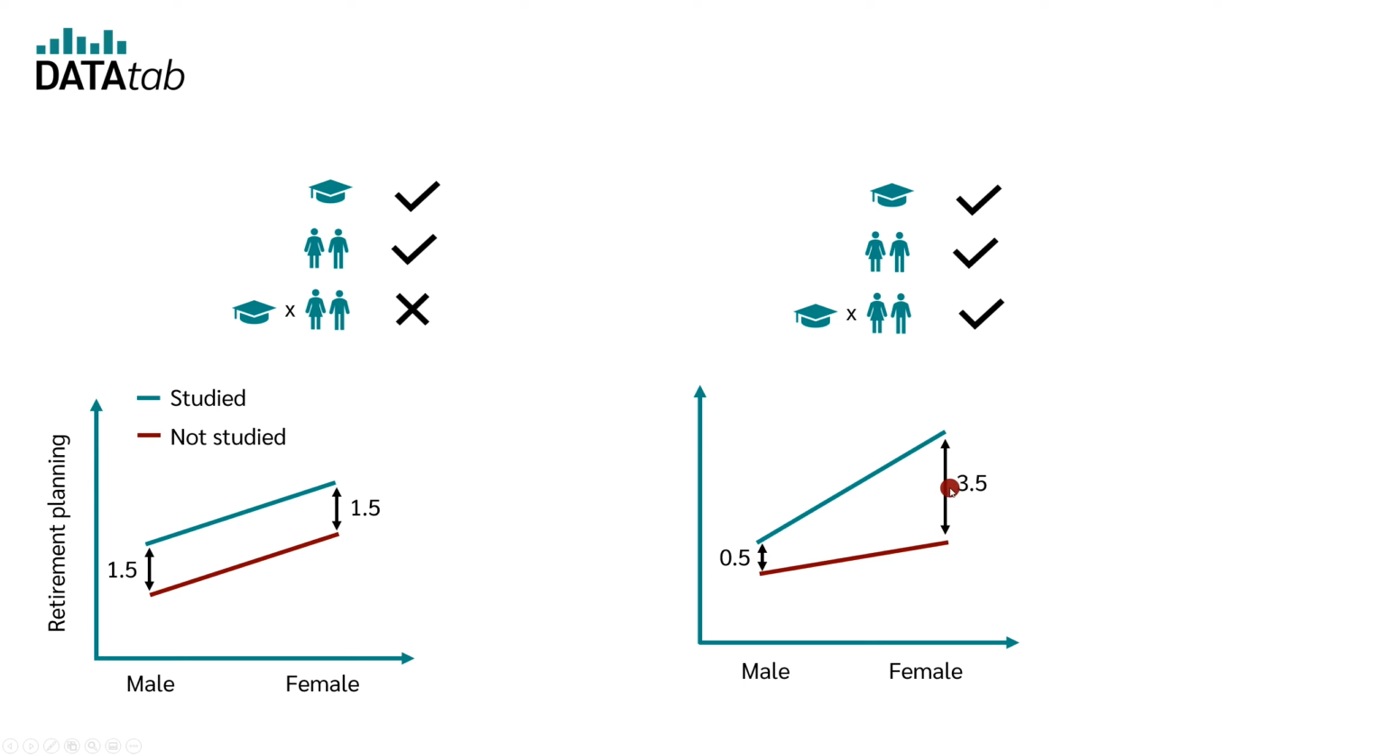difference of 3.5. So in this case, we clearly have an interaction between gender and study because the two variables influence each other. It makes a difference how strong the influence of studying is depending on whether I'm male or female. In this case, we have an interaction effect, but the direction still remains the same. So women have higher values than men, and studied people have higher values than people who did not study.